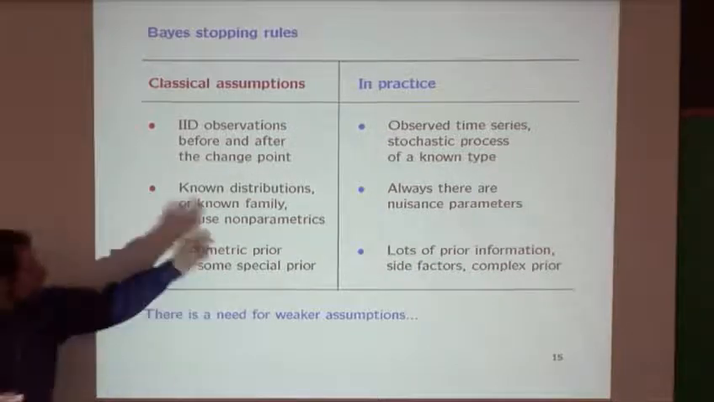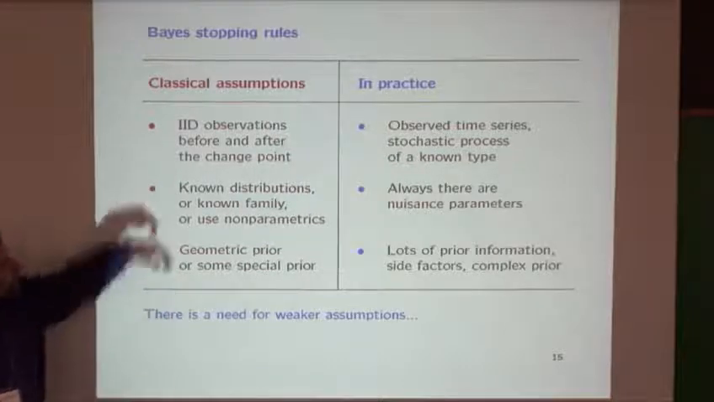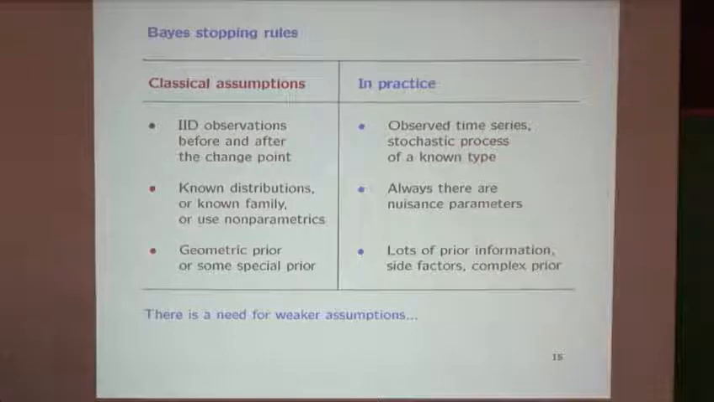And in practice, there are nuisance parameters. There wouldn't be an IID case. At a time series conference, you wouldn't even consider IID. There is a need for weaker assumptions. How can we weaken those assumptions?